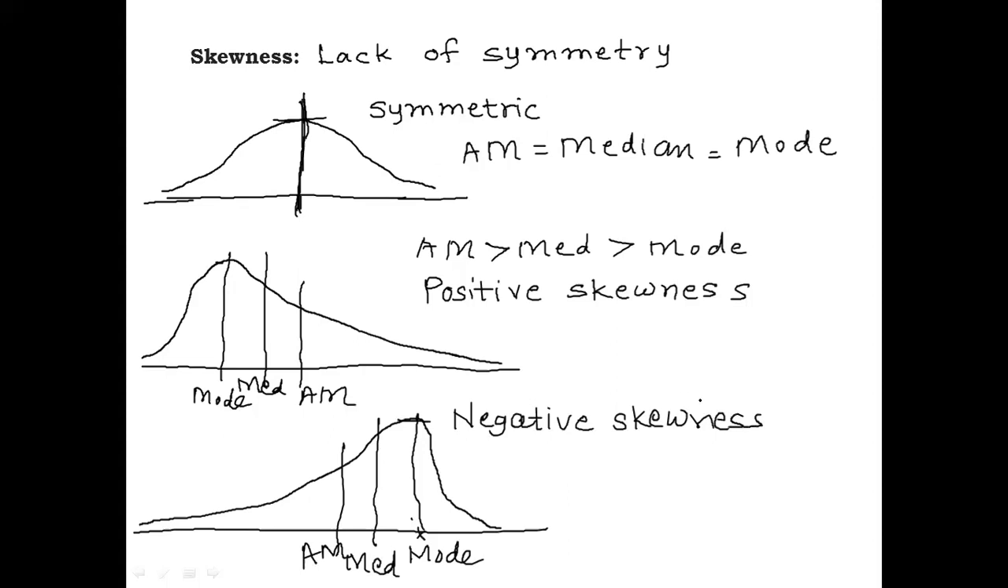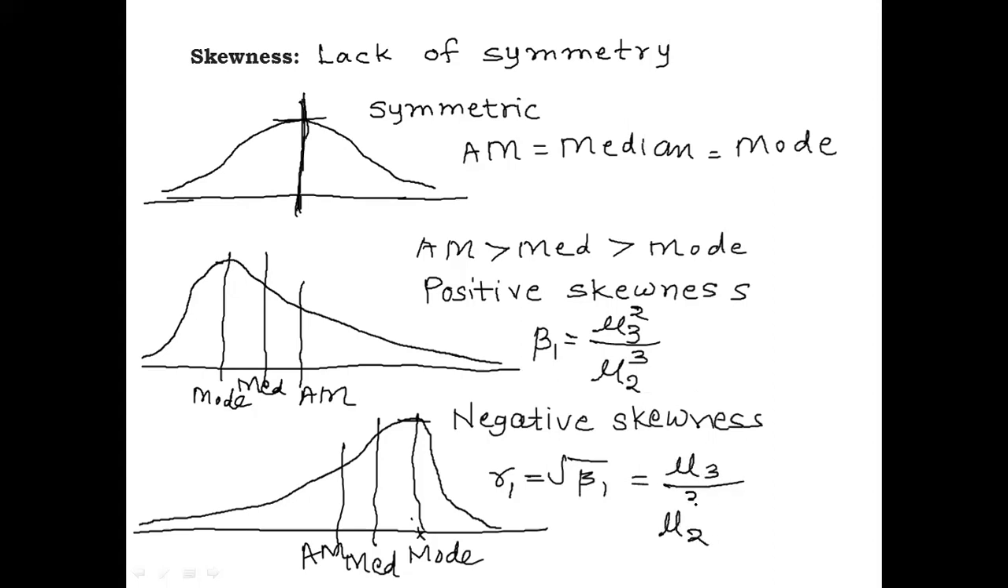Now, without drawing the figures, we can have some idea about the skewness of a particular data. For that, we have to find central moments, and after that, beta 1. Beta 1 is equal to mu 3 square upon mu 2 cube. This is the formula. And gamma 1 is called the coefficient of skewness, that is nothing but root of beta 1, and that is ultimately mu 3 upon mu 2 to the power 3 by 2. So that is how to find gamma 1.